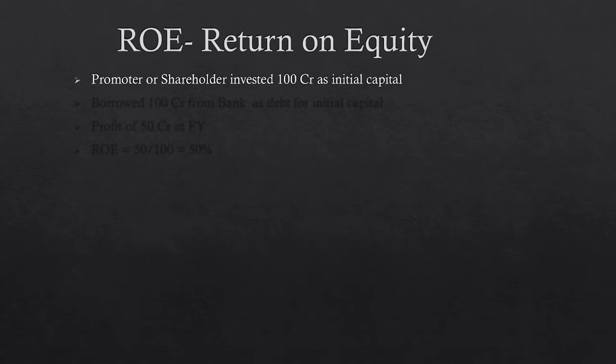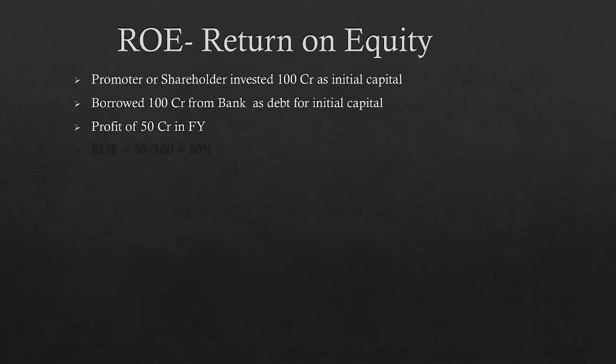So let's say a promoter or shareholder invested 100 crore in the company as part of initial capital, and they needed another 100 crore. So what they did is they borrowed 100 crore from the bank as debt for initial capital, for which they will be paying some interest to the bank. So let's assume that in the first year they have made a profit of 50 crores.